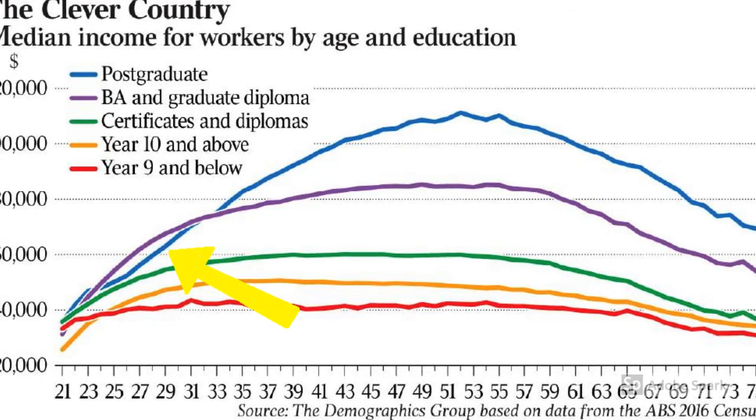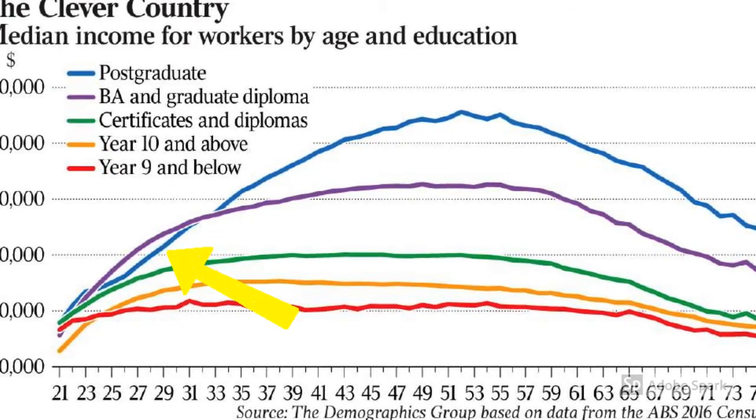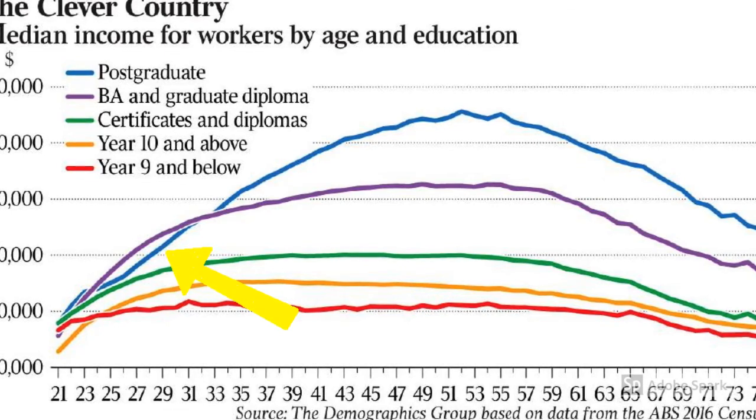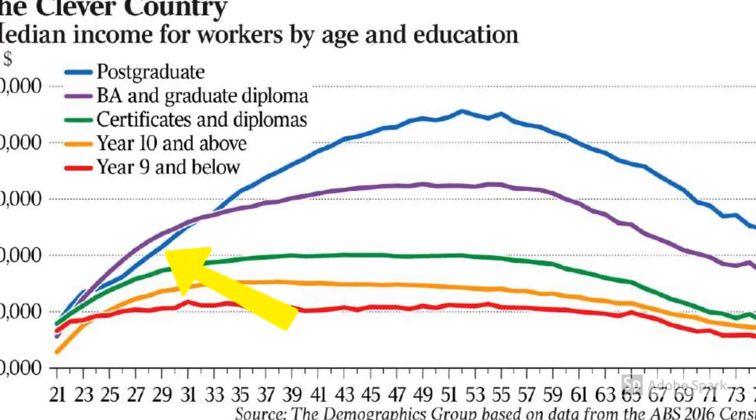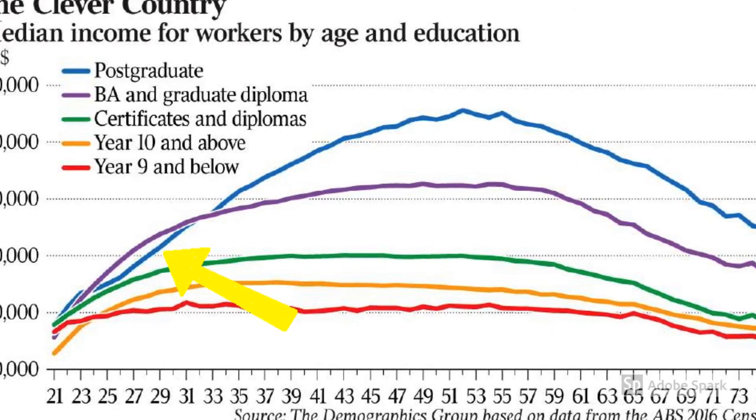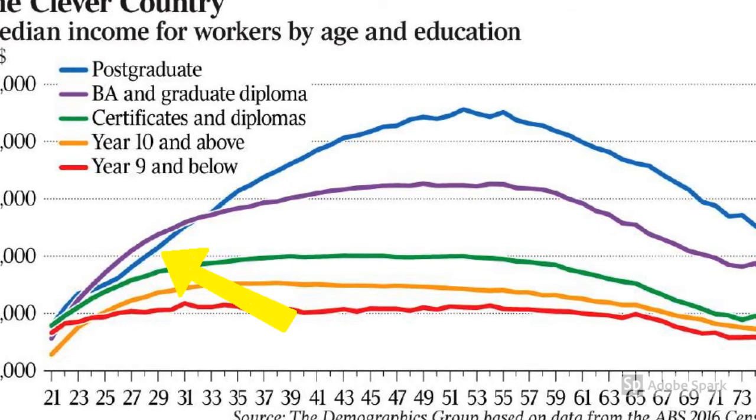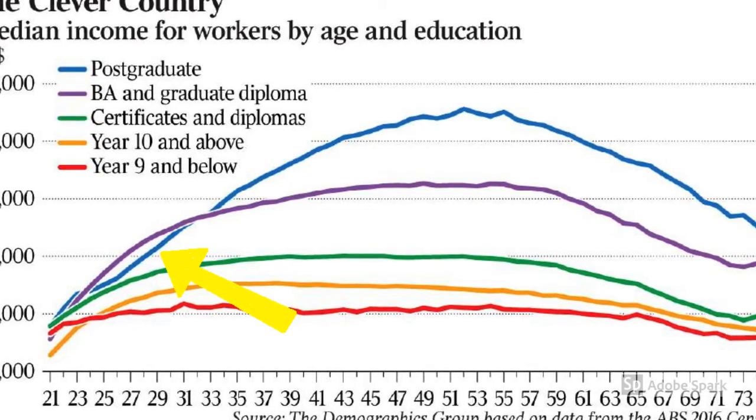Graphs like this can show us some details. Where the arrow is pointing on the left, we can see that near the beginning of the graph, the purple line is actually higher than the blue line. This means that near the start of their careers, workers with a bachelor's actually earn more than workers with a postgraduate degree, which is interesting.